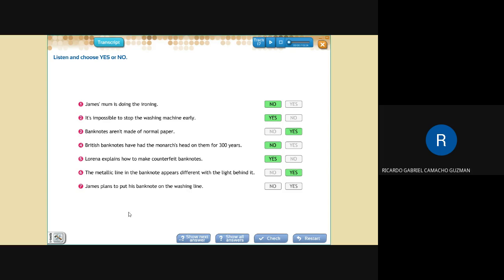What about the number 7? Number 7, who wants to make it? Bere, do you want to make it? Yes. James plans to put his banknote on the washing line. What do you think? No. You think no, and yes, that is true. It is no. The washing line vendría siendo un tendedero. And actually he says that he is not going to make it because he doesn't want it to get stolen.